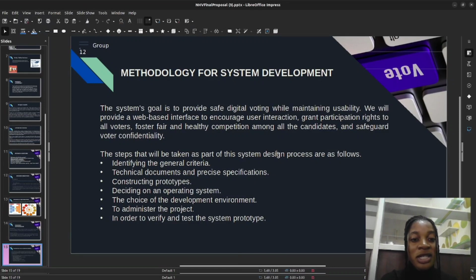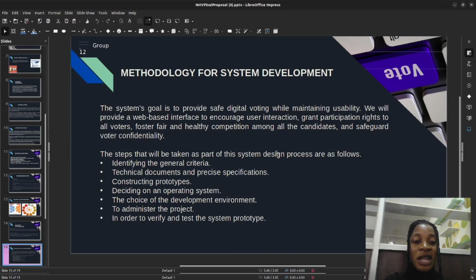So below are the steps that will be taken as part of the system design process. We have identifying the general criteria that we shall use. We shall have technical documents and precise specifications. We shall have constructing prototypes. We know how important prototypes are before we get into designing the general system. We shall have prototypes designed using Figma and so on.